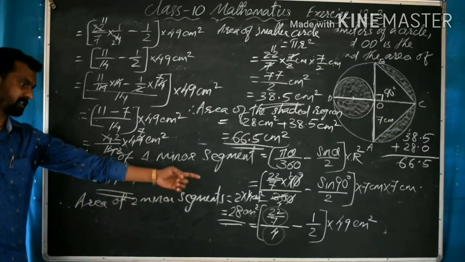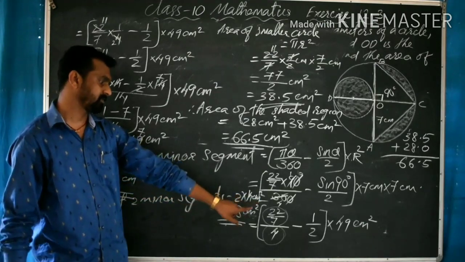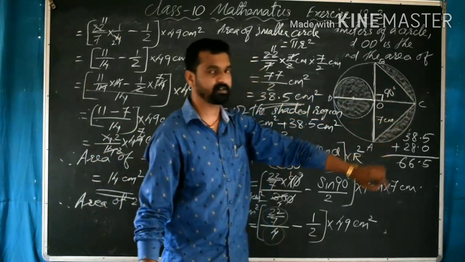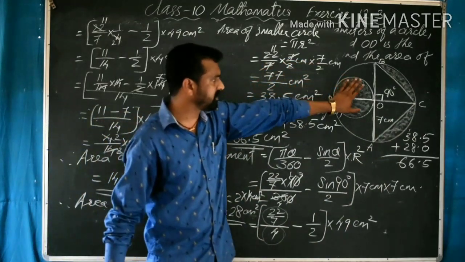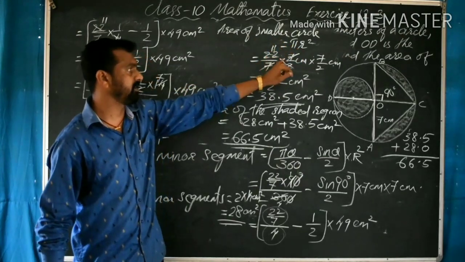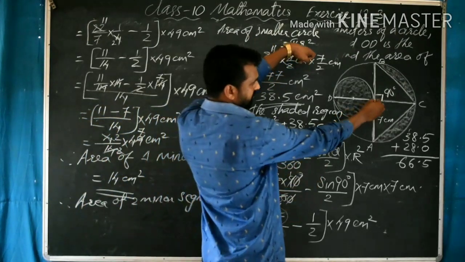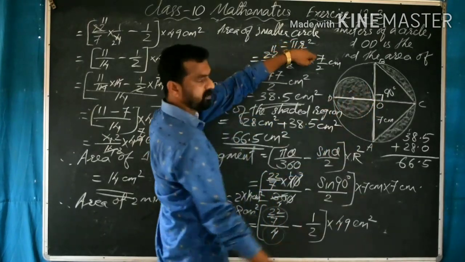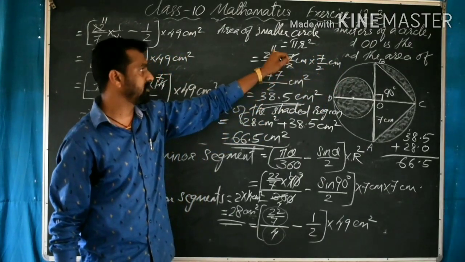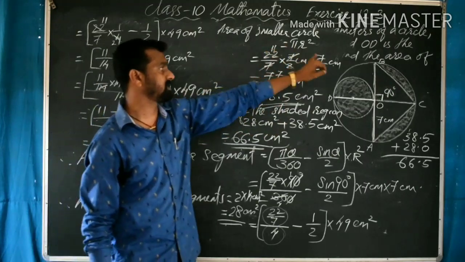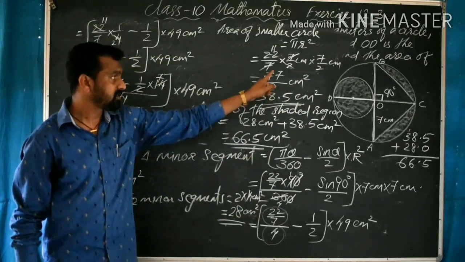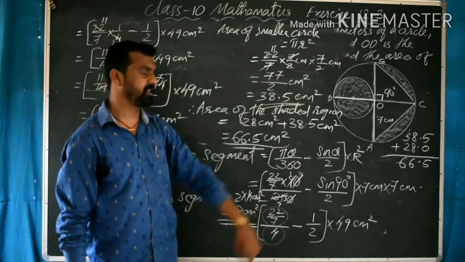Therefore, area of two minor segments is equal to 2 into 14 centimeter square, that is equal to 28 centimeter square. That is the area of these two minor segments. Now we will find out the area of the smaller circle. Area of smaller circle is equal to pi r square, pi 22 divided by 7 into radius of the smaller circle. Diameter of the smaller circle is 7 centimeter. So radius of the smaller circle will come 7 by 2 centimeter into 7 by 2 centimeter. 22 by 2, that is 11. 7 divided by 7 we can cancel. 11 7s are 77 divided by 2 centimeter square. 77 divided by 2 will come 38.5 centimeter square.